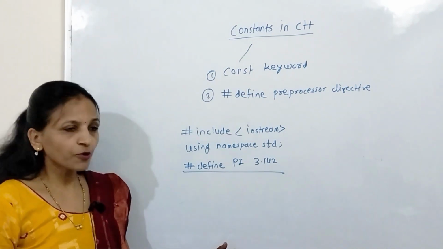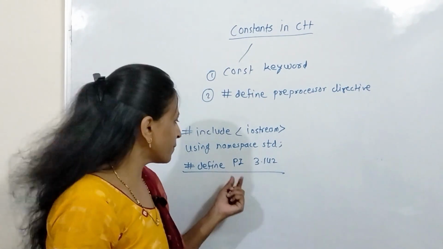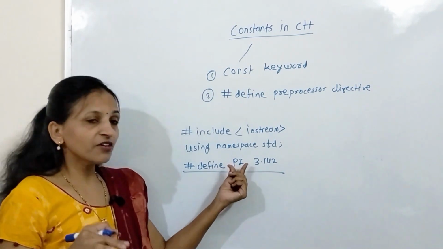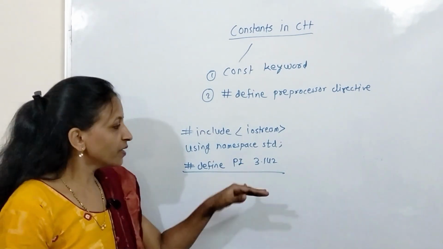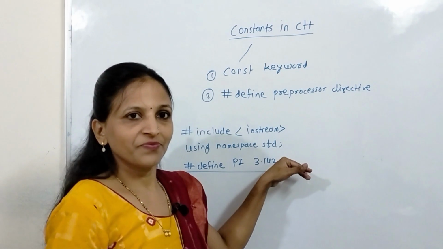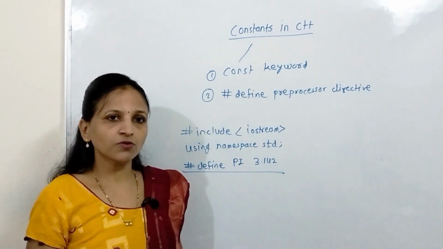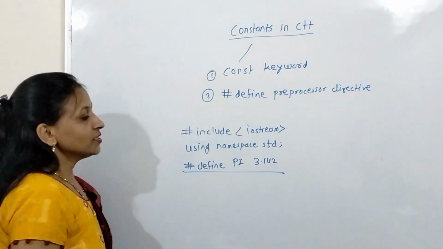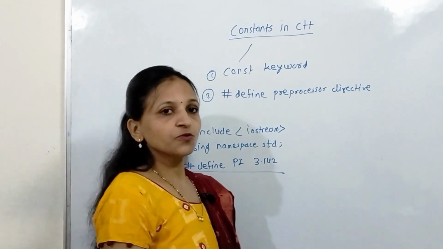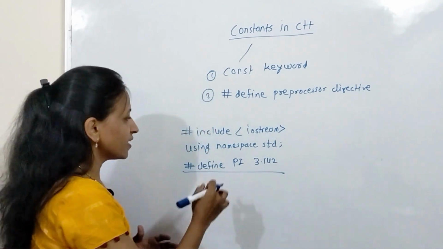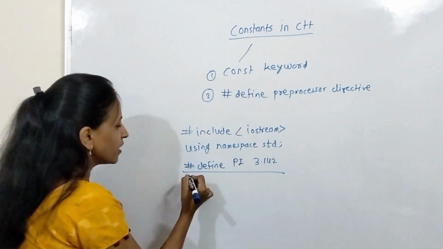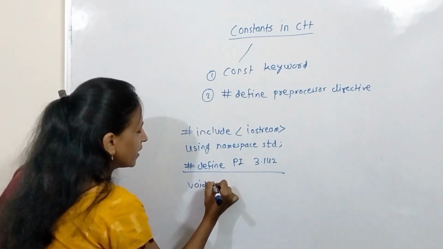Inside a program, wherever I use that PI word, that PI word will get replaced by the value 3.142. That's it. This is just how to define a constant in a program. See, let's say this program is to find the area of a circle, then we can declare like this, and we can use it in main, like void main.